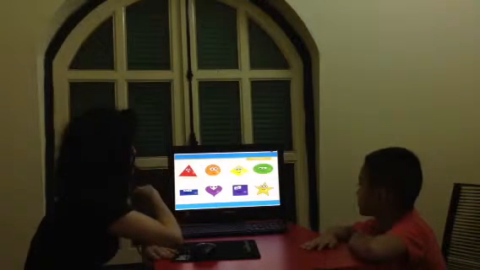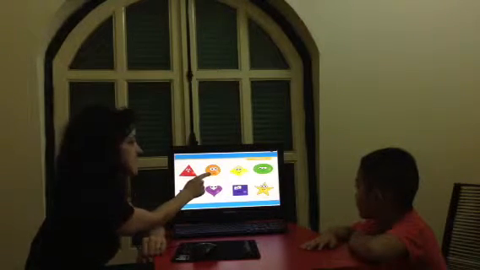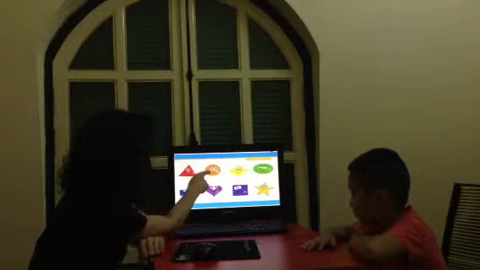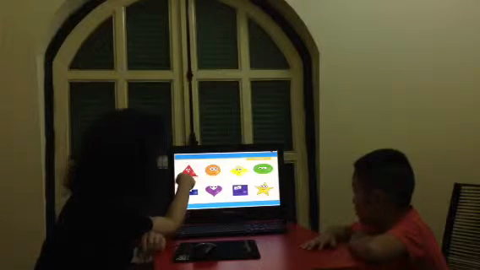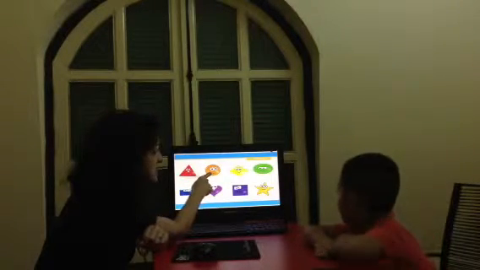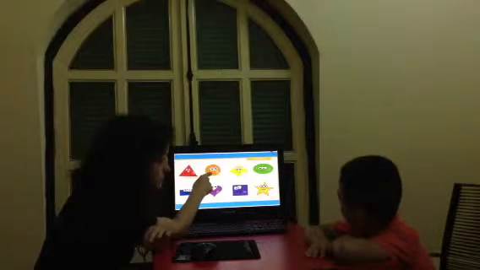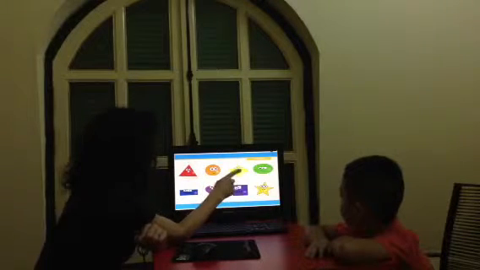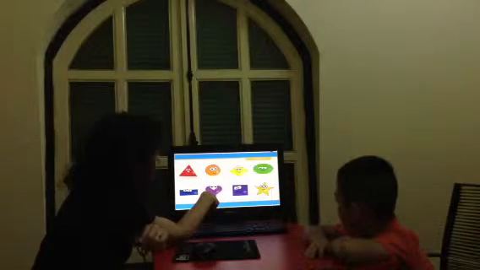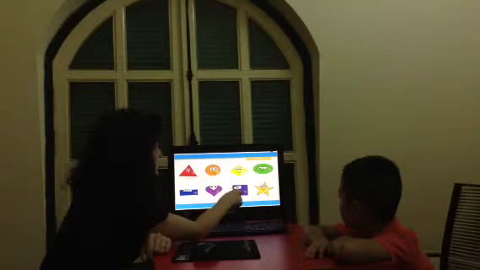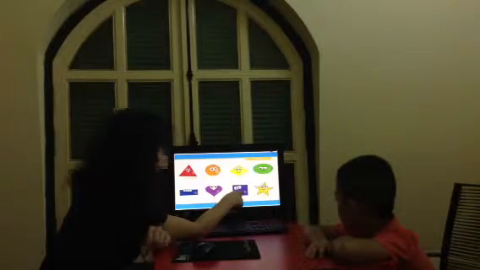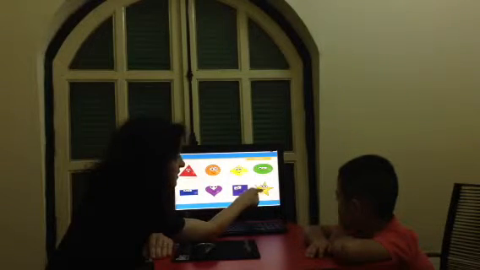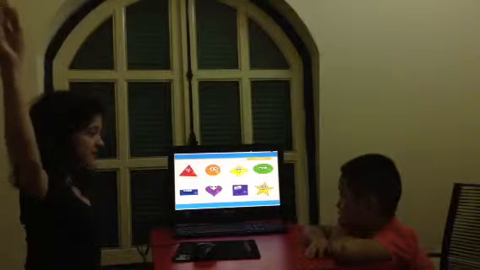All right, let's do our shapes. What shape is it? This is a triangle. What's this? A circle. It's a circle. Good. What's this? It's a heart. What's this? Square. Good. And what's this? It's a star. Good.